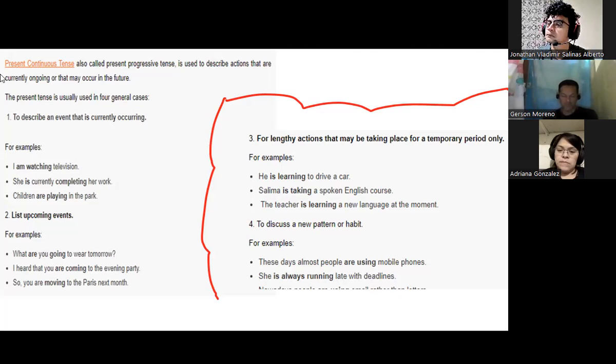Significa que estoy estudiando por un periodo de tiempo. No sabemos cuánto. We don't know when. The teacher is learning a new language at the moment. Significa que el profesor está aprendiendo un nuevo idioma, pero para eso se va a llevar un periodo de tiempo que en inglés es temporary period, que es un periodo temporal.